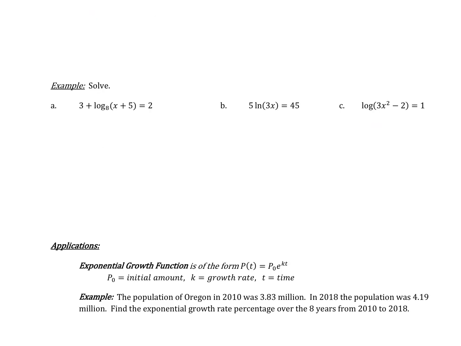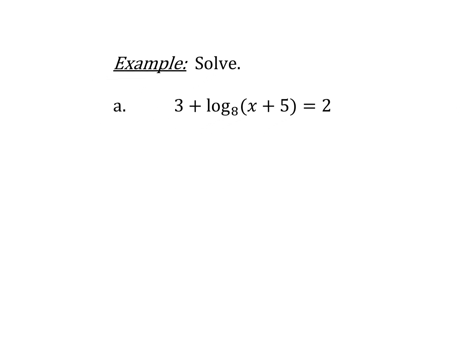So let's check out some examples of solving logarithmic equations. The first step here is we've got to get this logarithm all by itself. Don't go trying to touch this 5. It is hidden. It is protected by the logarithm. So we can subtract 3 from both sides here, and we're going to get log base 8 of x plus 5 equals -1.